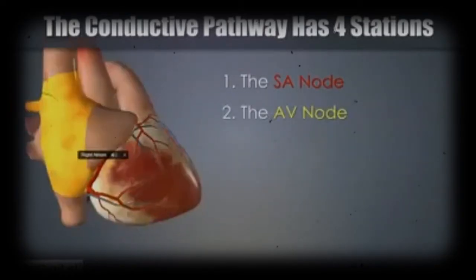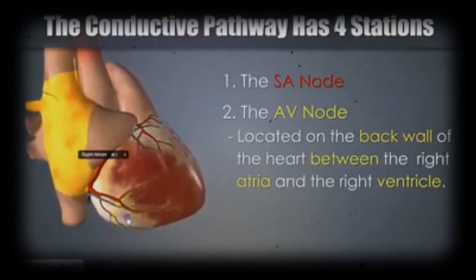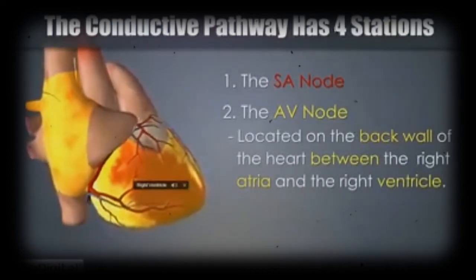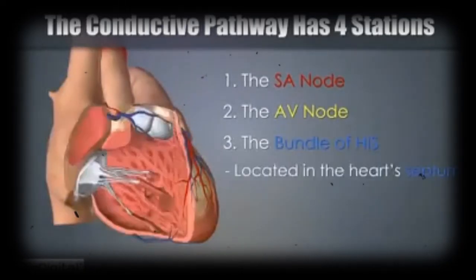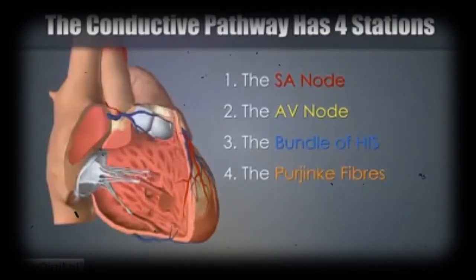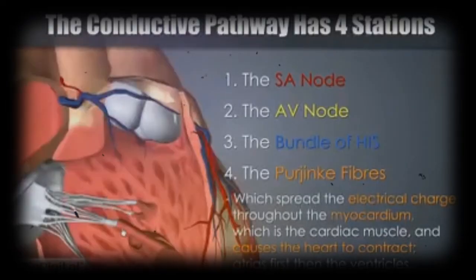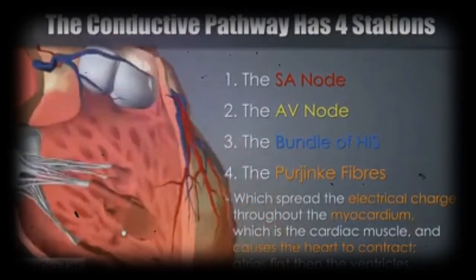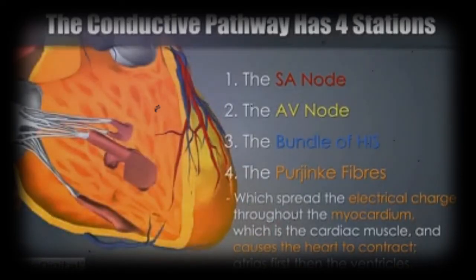The AV node is located on the back wall of the heart, between the right atria and the right ventricle. The spark is then passed into the next relay station, the bundle of His, located in the heart's septum. And lastly, to the Purkinje fibers, which spread the electrical charge throughout the myocardium, which is the cardiac muscle, and causes the heart to contract, atria first, and then the ventricles.